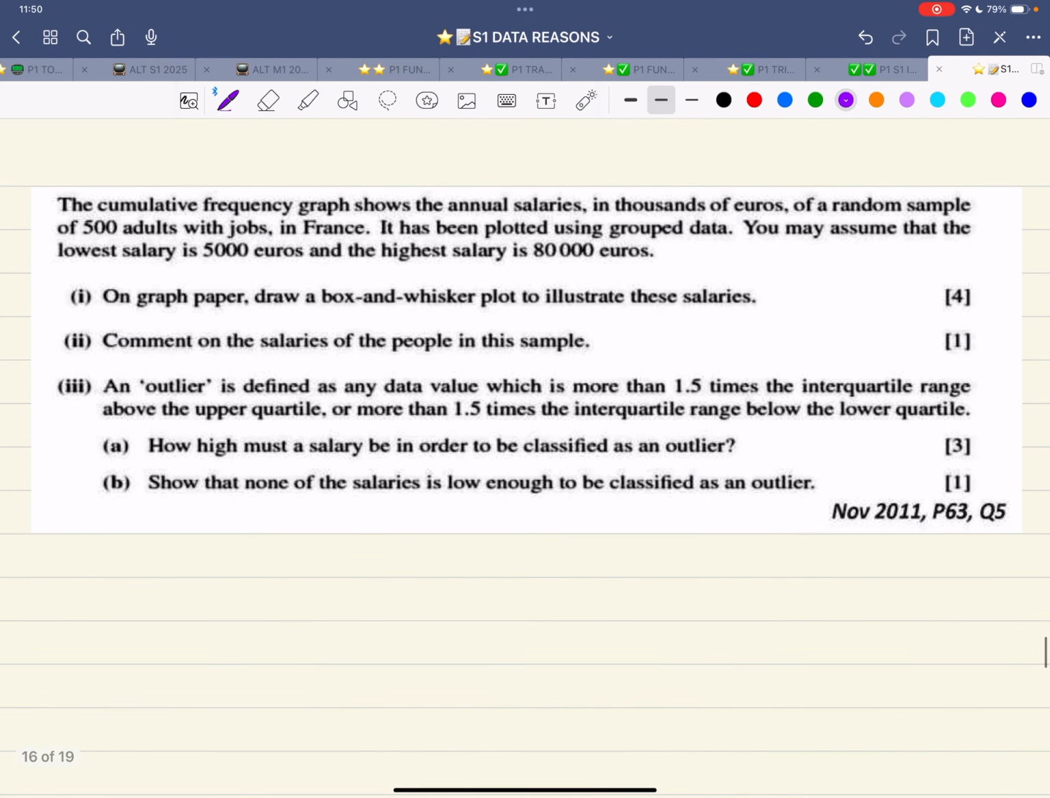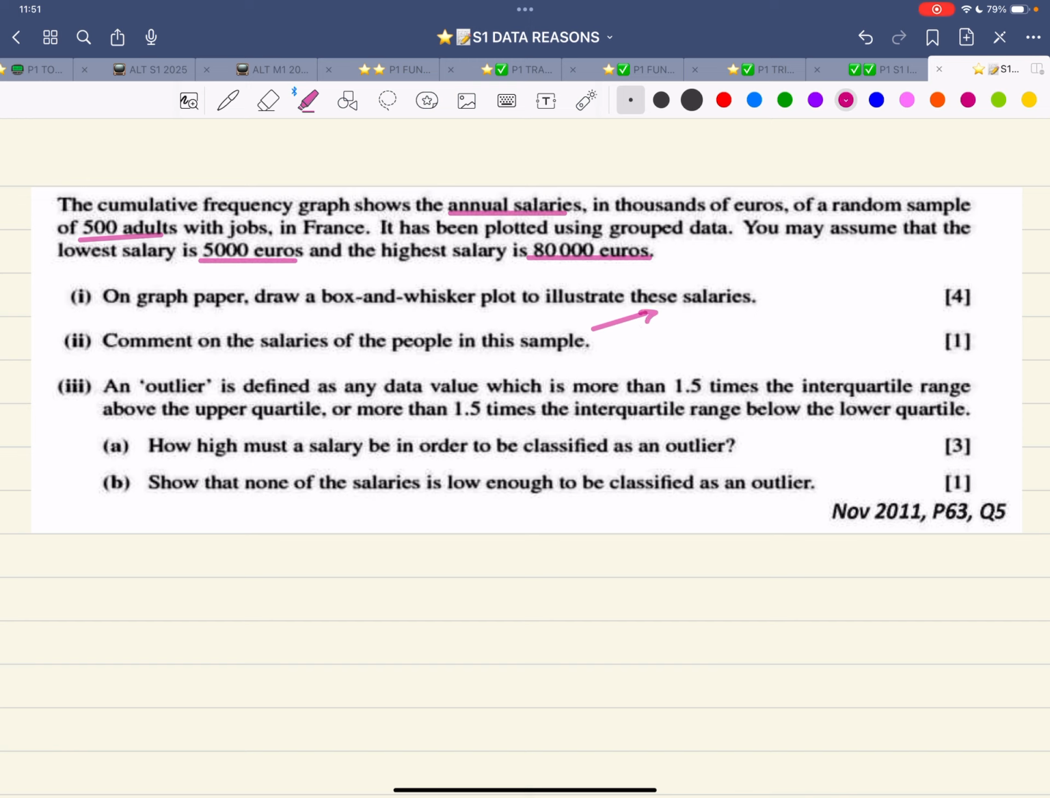So now, what is the question all about? Let me highlight it with a highlighter. The CF graph shows the annual salaries in thousands of euros of a random sample of 500 adults with jobs. The lowest salary is 5,000, the highest salary is 80,000. On graph paper, draw a box plot. Comment on the salaries of the people in the sample.